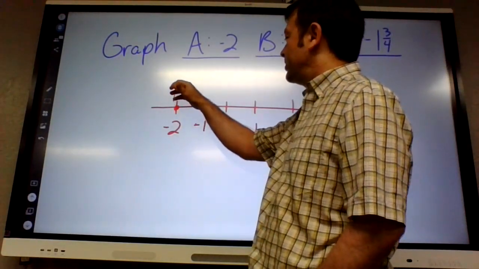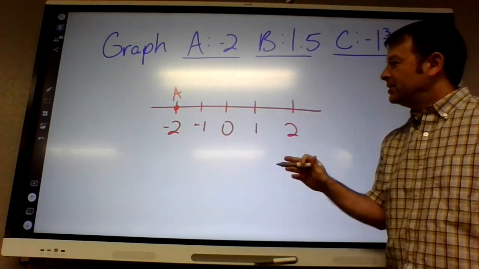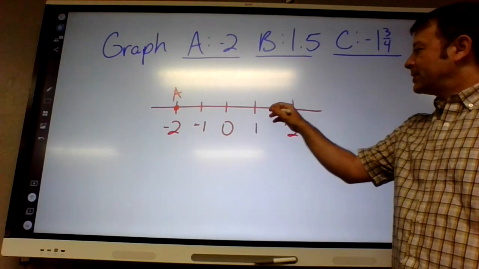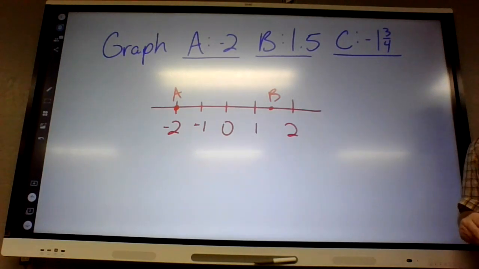I'm not really worried about A or B, probably, but B, 1.5 is exactly halfway between 1 and 2. Okay, C, I'm guessing a few people will get wrong.